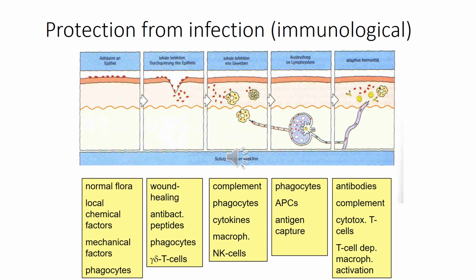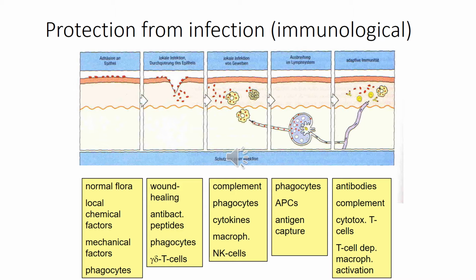So protection from infection is a multi-step process which starts with preventing adhesion of virus and bacteria to the epithelium cells. This prevention is done by normal flora in the gut and also in the lung, local chemical factors, as for example the antimicrobial peptides, mechanical factors and phagocytes.